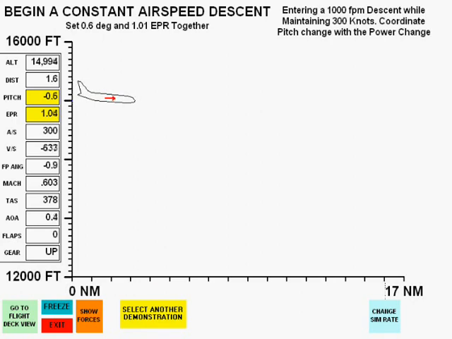To enter a descent at the same 300 knots and a vertical speed of 1,000 feet a minute, we will set the pitch attitude to minus 0.6 degrees and the EPR to 1.01 at the same time. Notice that the airspeed remains at 300 knots and the vertical speed stabilizes at 1,000 feet per minute.